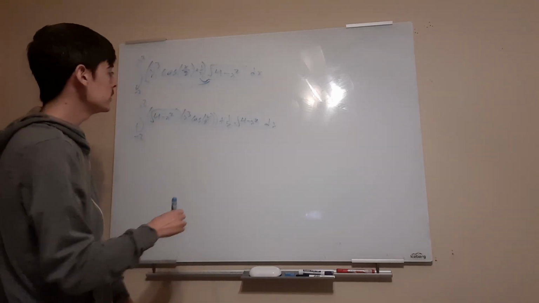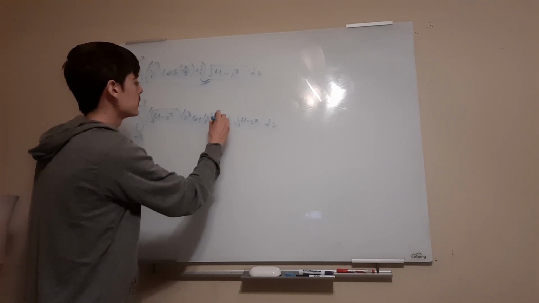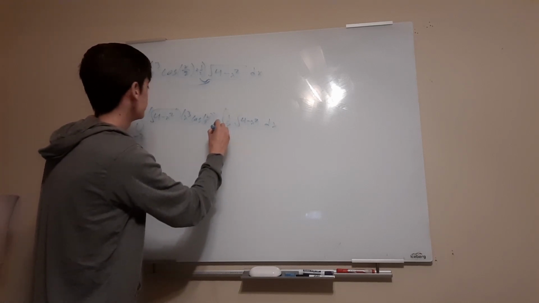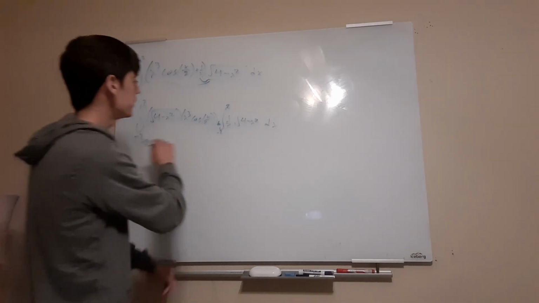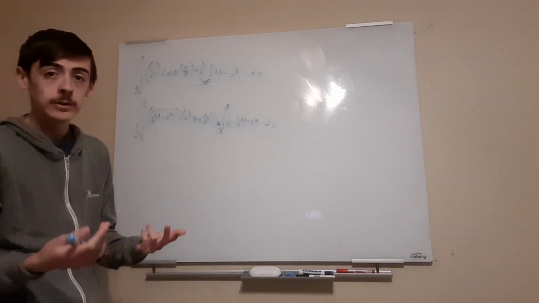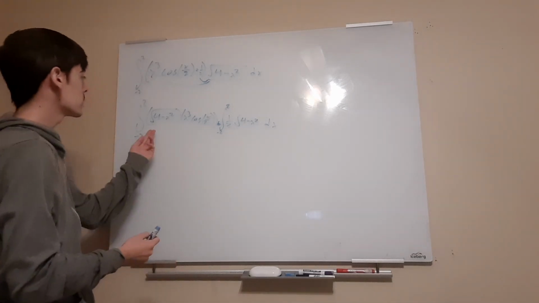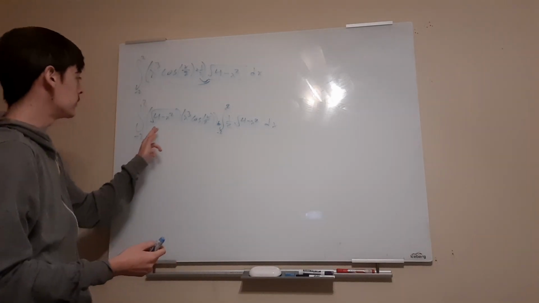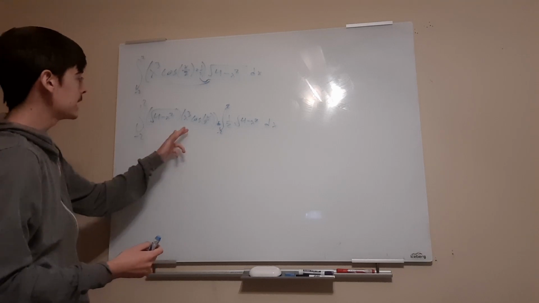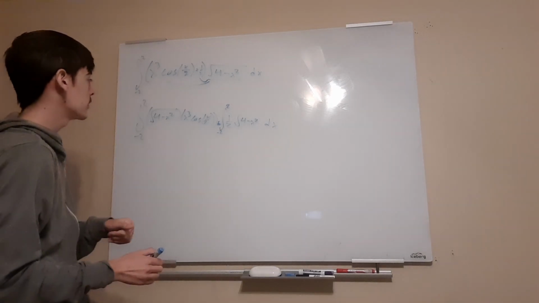At this point, we would just split up the integrals. I'm just going to split it up kind of crudely there, but now we have two different integrals, and we can check for even and odd function properties. So we're going to check this first one up here: square root of 4 minus x squared multiplied by x cubed multiplied by cosine of x over 2.